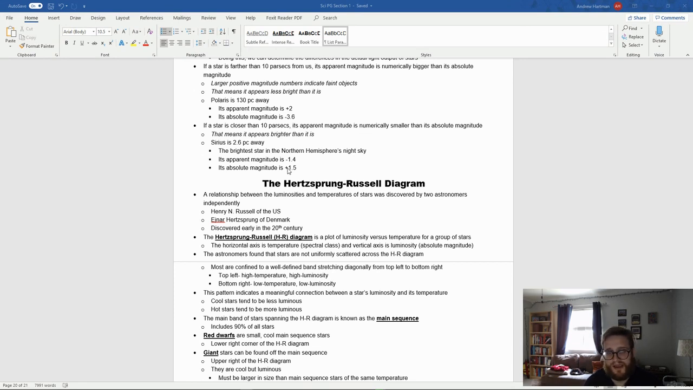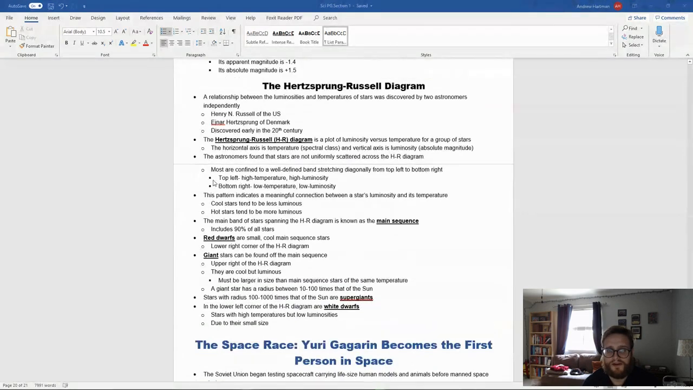So because of that, its apparent magnitude of -1.4 makes it look brighter than it actually is, because its absolute magnitude is +1.5. So Sirius looks brighter than Polaris, right? But Polaris is actually brighter than Sirius. Okay. And then finally, we have the Hertzsprung-Russell diagram that kind of puts this all together.